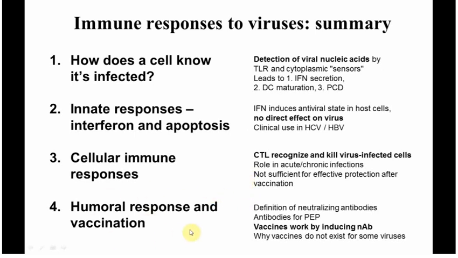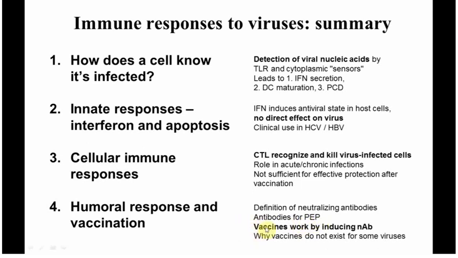Finally, humoral response. Remember what neutralizing antibodies are, how they function. There are 2 kinds of applications very important clinically. One of them is the use of hyperimmunoglobulins for post-exposure prophylaxis. And secondly, hyperimmune immunoglobulins or monoclonal antibodies for post-exposure prophylaxis.